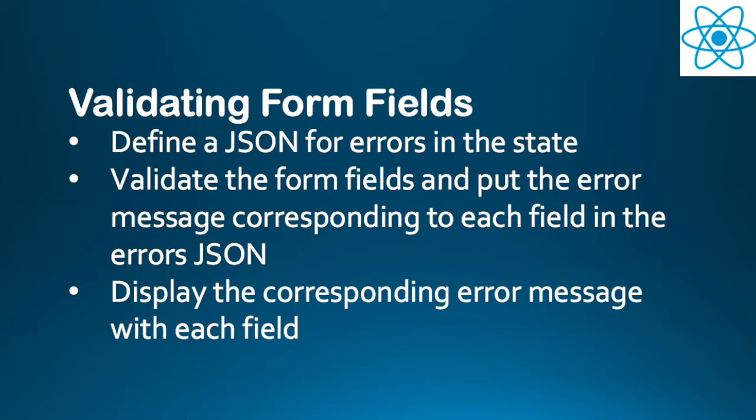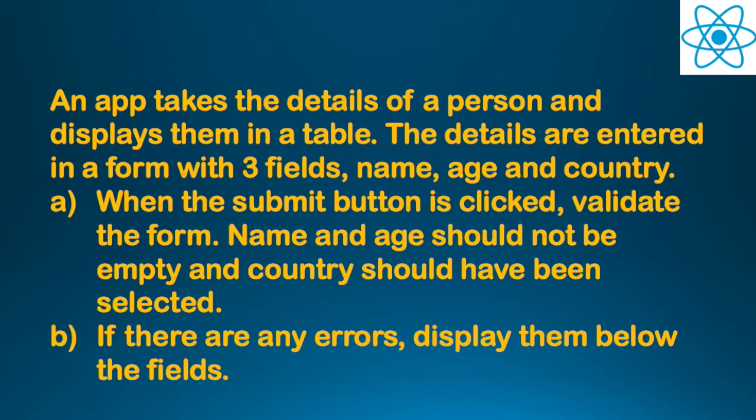So if there is an error message, we will display it. Otherwise, we will not display it. So this kind of behavior you would have seen in a lot of forms that we fill. And let us now see how we implement it. So the way to implement it is we will just look at an exercise and try and do that.